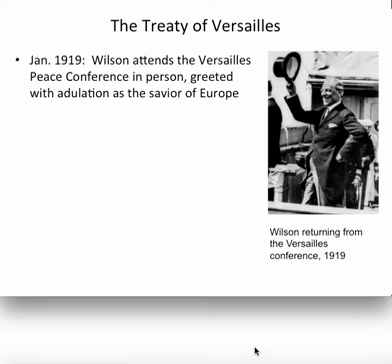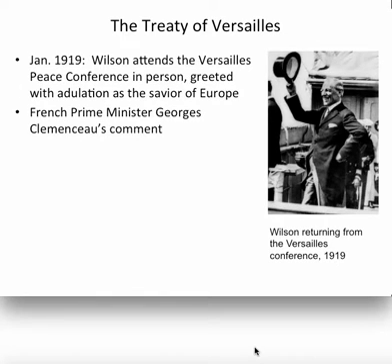And the other leaders at the peace conference picked up on this, and it made them a little resentful. For example, the Prime Minister of France, Georges Clemenceau, commented about Wilson, quote, "14 points, that's a bit much. The good Lord had only 10."